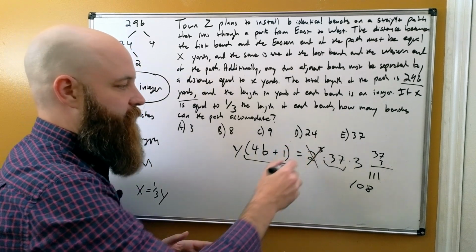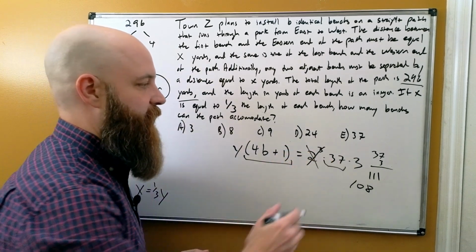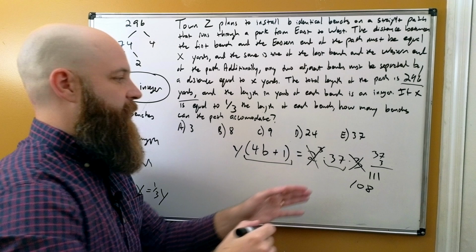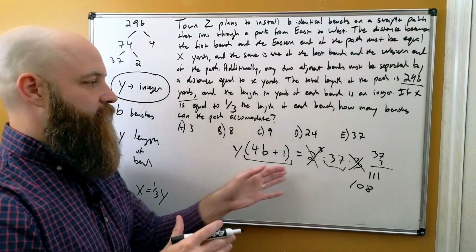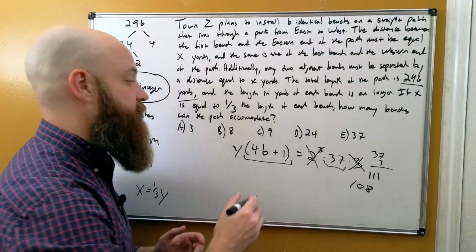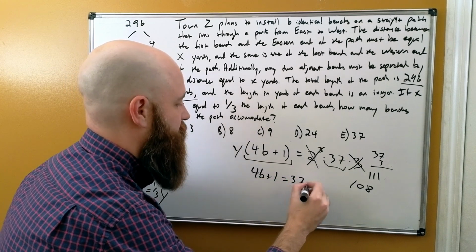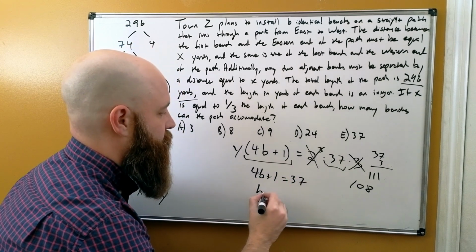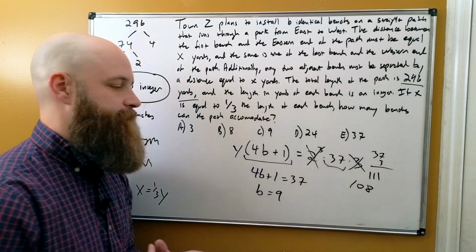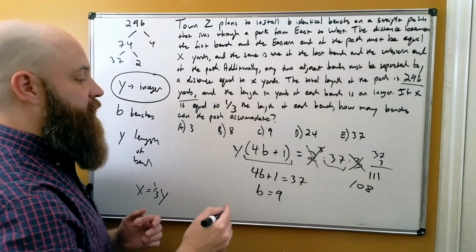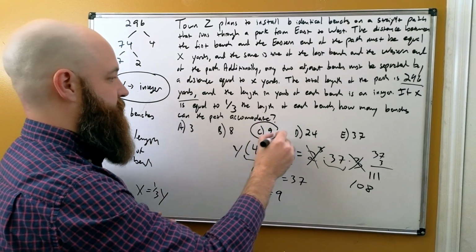Okay, so I've ruled out all the 2's. I've ruled out 37 times 3. 4b plus 1 has to be equal to 37. It's the only element on the right-hand side that it could be equal to. And if 4b plus 1 is equal to 37, I can solve for b. And I get what? b is equal to 9. Okay, great. So the correct answer for this one is C.